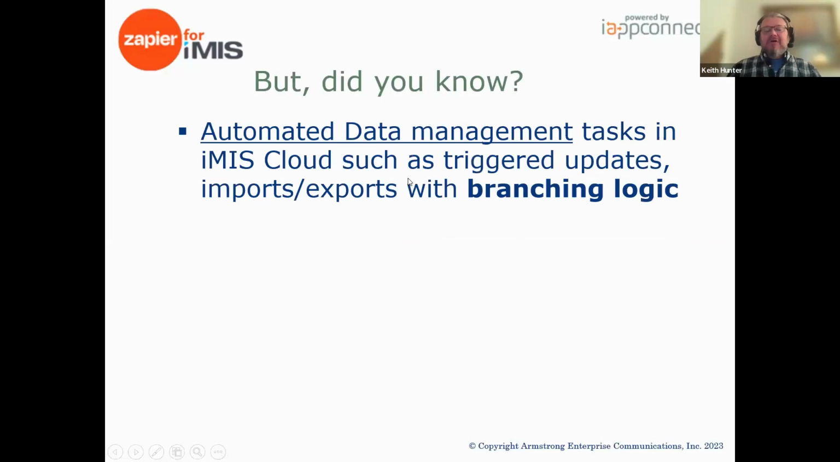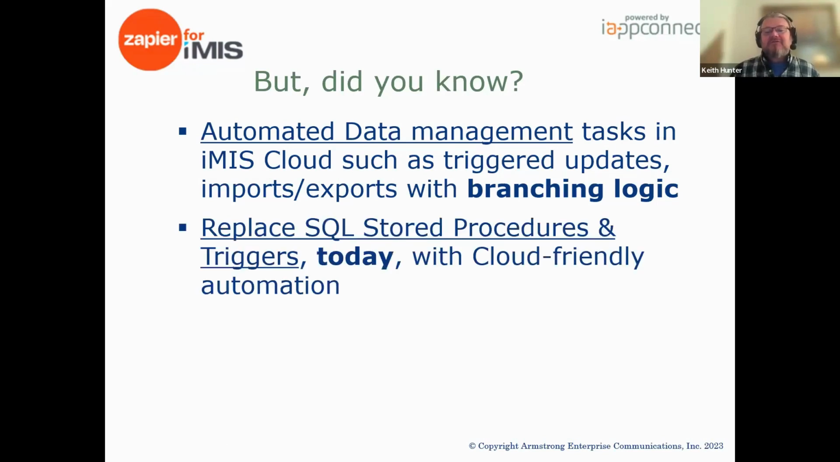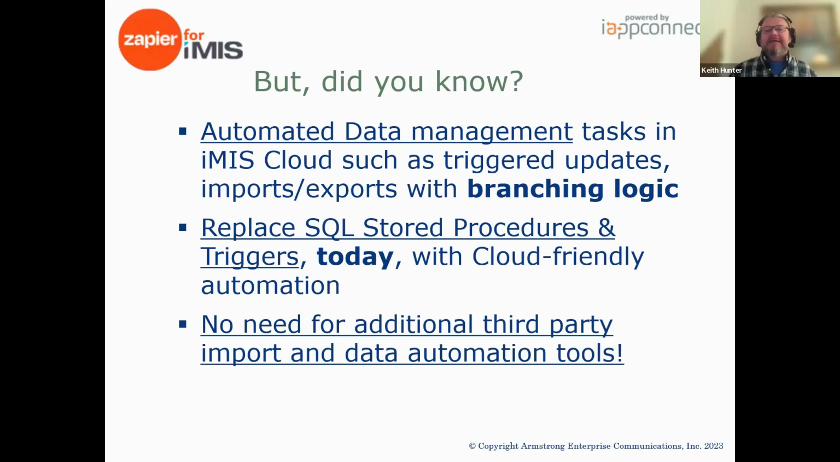Okay. Did you know that Zapier for iMIS also does automated data management? Meaning you can do things like replace your stored procedures and triggers. You can perform branching logic, which means you can do if-then-else statements within your workflows and within your imports, because it can also be used to import data into iMIS. So there's no need for additional third-party import data automation tools.